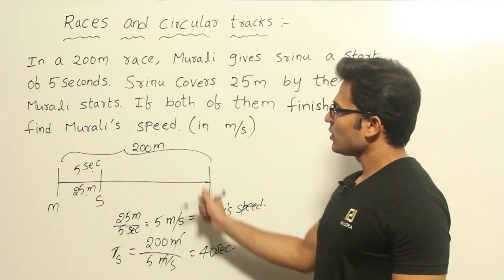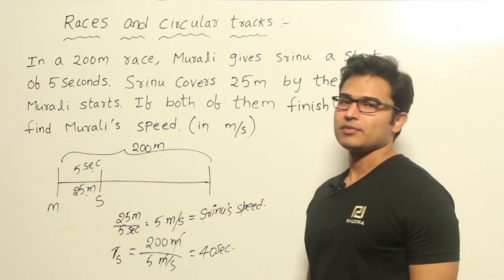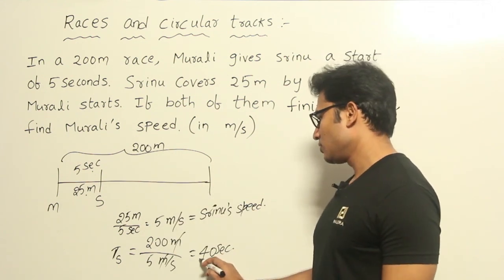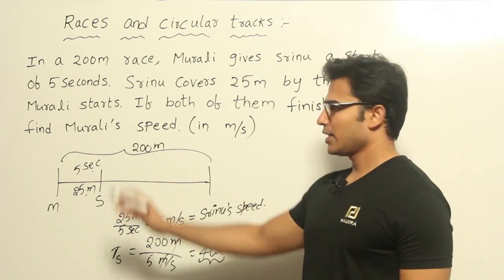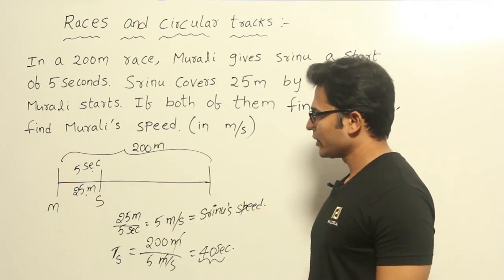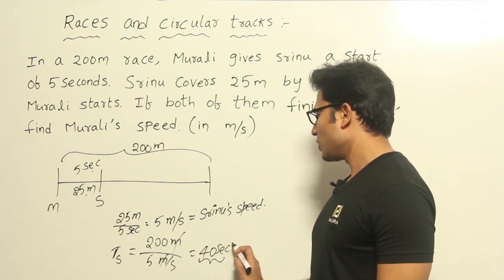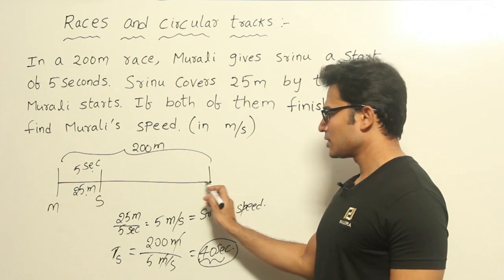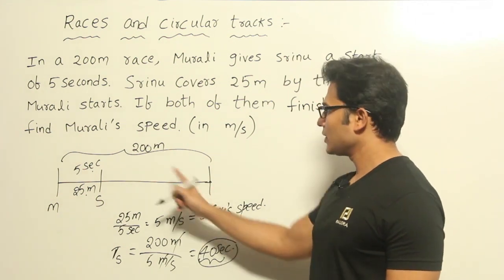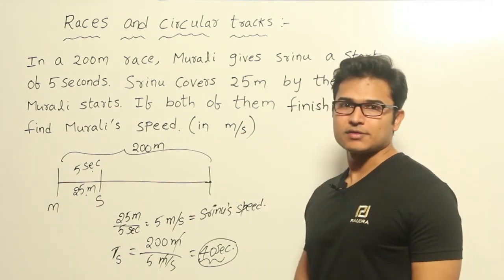Now if Murali also finishes in the same time, what happens, see, Srinu already has a 5 second start. Therefore if Srinu is going to finish in 40 seconds, and both of them are going to reach here at the same time, then definitely Murali would have taken 35 seconds, isn't it?